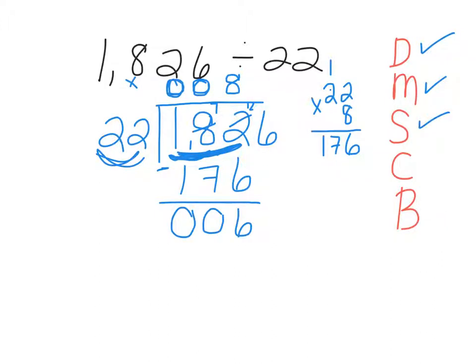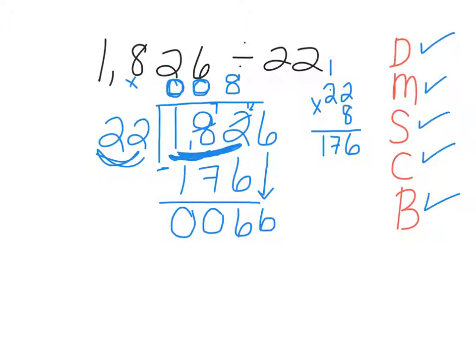Let's check our work. Remember, we're checking to see, is our subtraction answer smaller than our divisor? If it is, then we're good to go. In this case, it is, so we can check that off. Let's bring down our 6. Straight down.